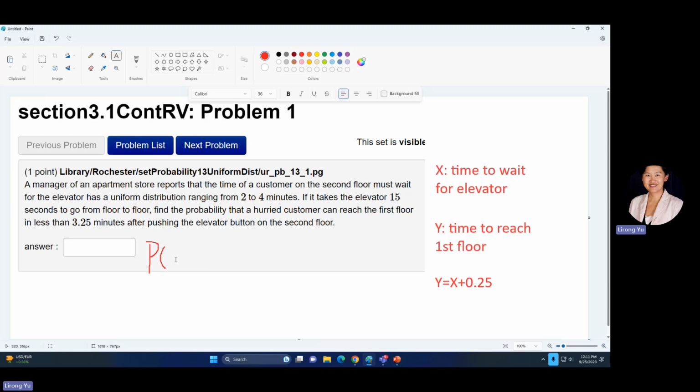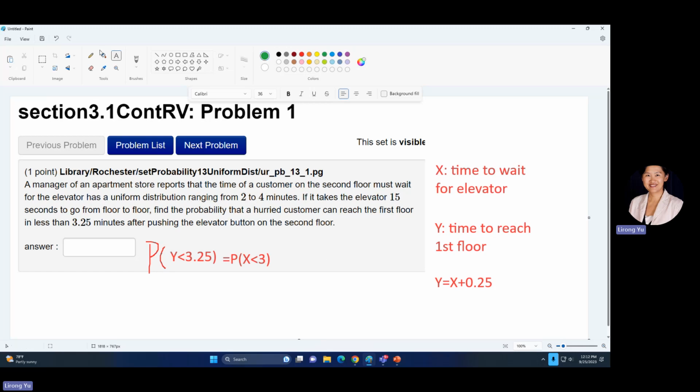So we're calculating the probability that Y is less than 3.25. All right, and because Y equals X plus 0.25, we're actually calculating the probability that X is less than 3. That's all we need, right? You have to take 0.25 minutes to go down that floor after you got the elevator, but you have to wait for the elevator. It has to be less than 3 minutes in that case. Now we can go back to the original question.